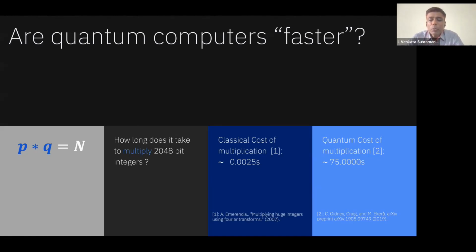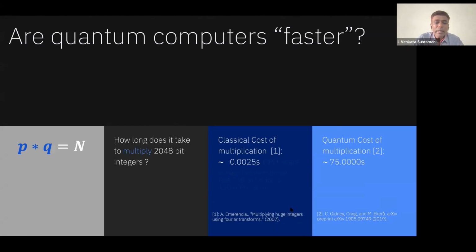We'll get back to the speed aspect in a more rigorous way. But the simple operation of multiplication we are seeing is faster on a classical computer. So there are things that classical computers are much faster at.